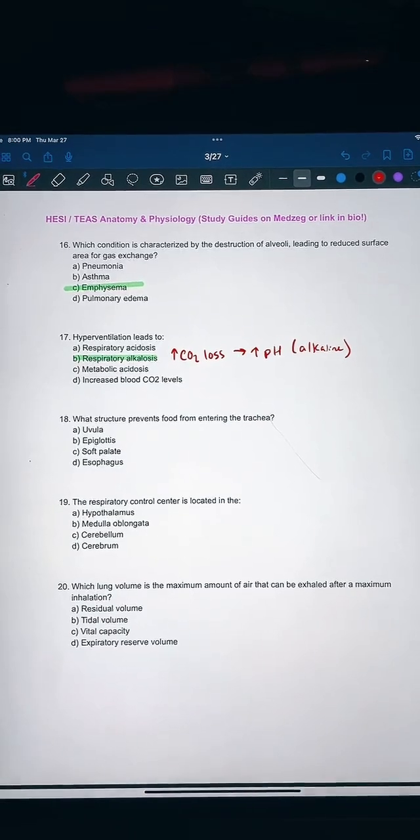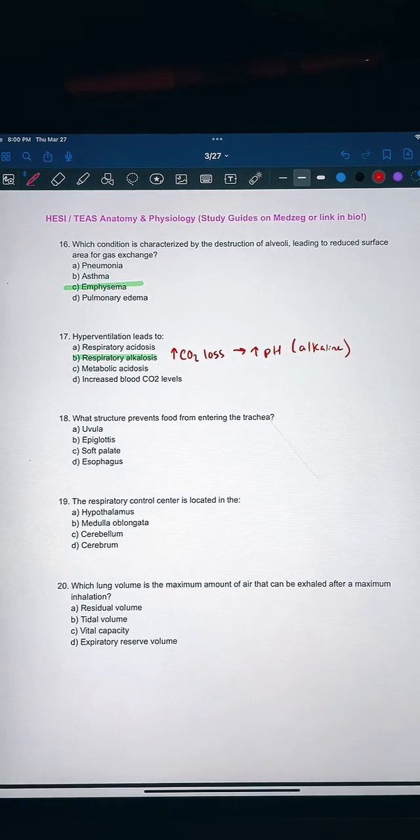For number 17, again, when we hyperventilate, we are increasing the amount of CO2 that we're losing, increasing our blood pH, making the pH more alkaline. So respiratory alkalosis.